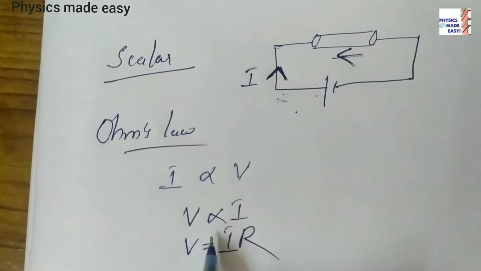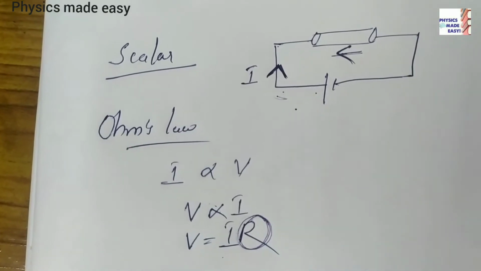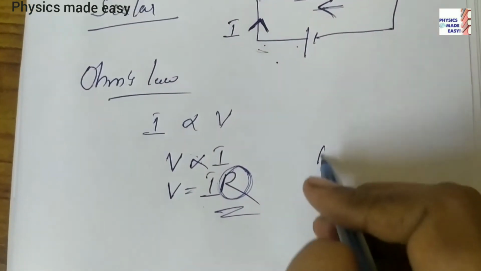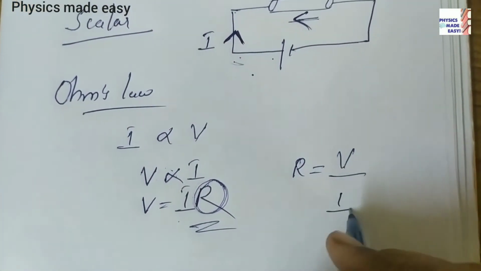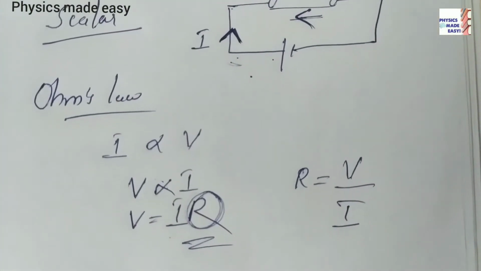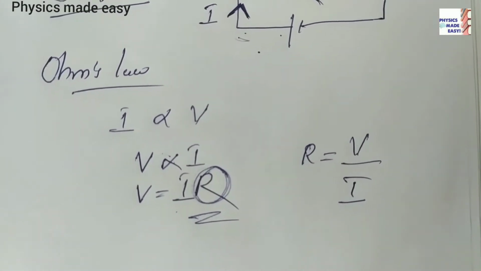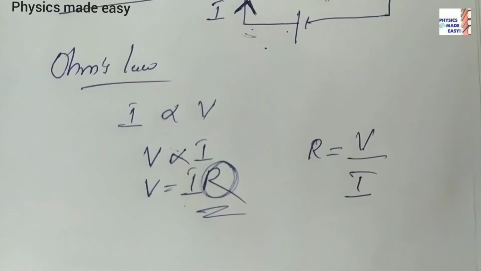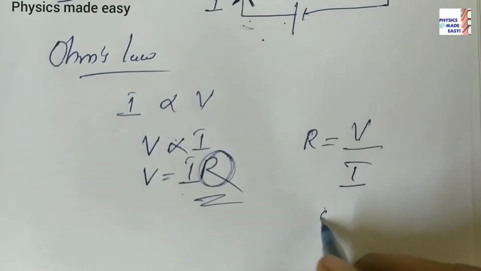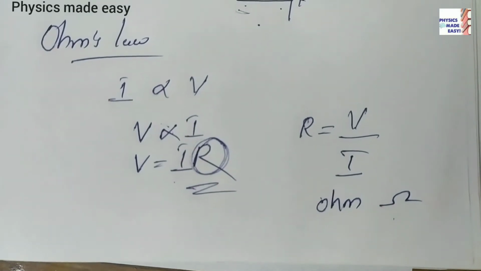Okay, here this proportionality sign is removed by this constant R, and we can call this constant R the resistance of the conductor. Then how can we define this resistance? From this equation we can write resistance as V divided by I, ratio of potential difference to the current. Resistance is the property by virtue of which a conductor opposes the flow of charges through it. That is known as resistance. So here we can say the unit of resistance is ohm. It is represented as ohm here. So SI unit of resistance is ohm.